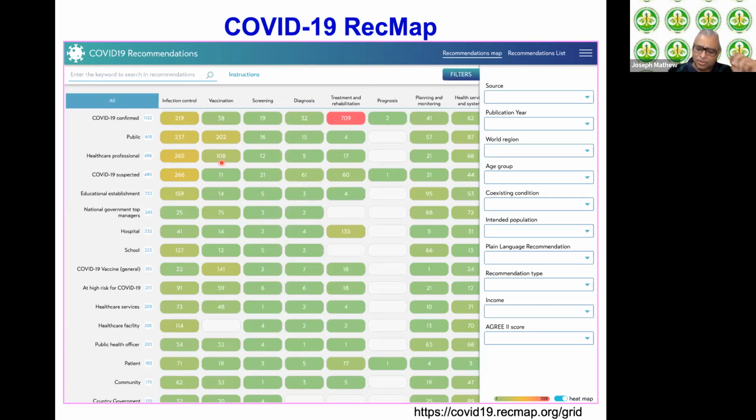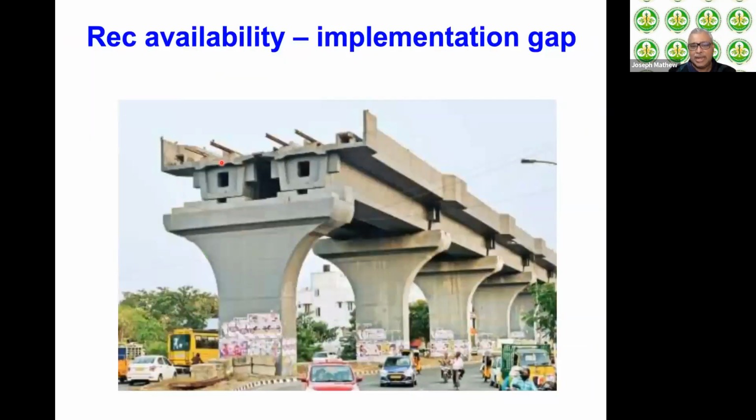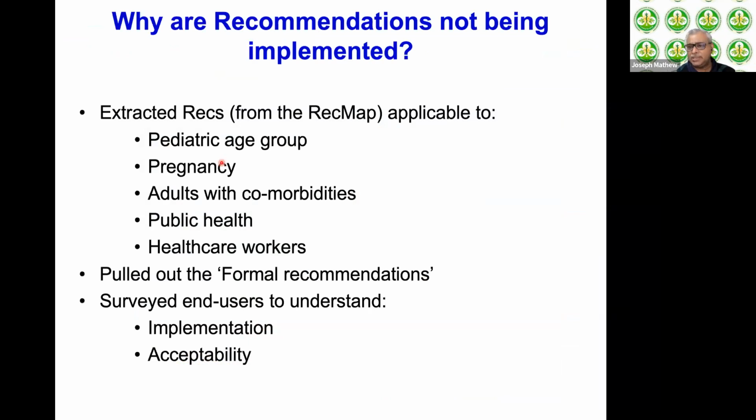But I was kind of put off to learn that people in our country were not using this. So the guideline recommendations were available, but they were not being implemented. This was like having a highway which is soaring up into the sky, but then it doesn't go anywhere, it just remains there. So the gap between the recommendations' availability and the implementation led us to wonder why these were not being implemented. So we took a side project with some support from Guidelines International Network, and we extracted recommendations from the RecMap on a broad variety of issues like pediatric age group, pregnancy, etc.